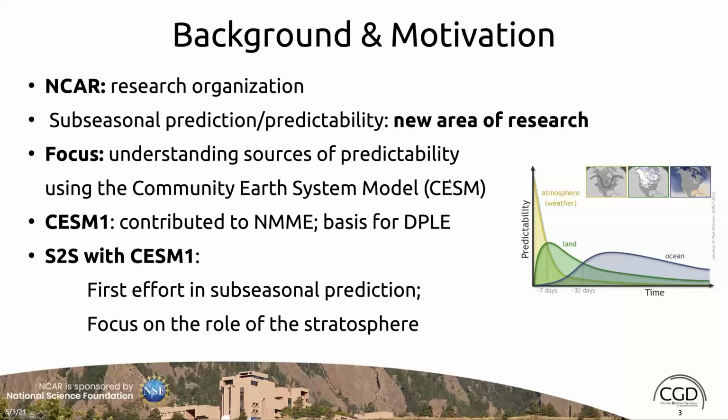Okay, so a little background and motivation. NCAR, the National Center for Atmospheric Research, as the name implies, is very much a research organization. So we do not do operational forecasting per se. Our focus is on research. And subseasonal prediction is a relatively new area of research, and we want to focus on understanding sources of predictability using the Community Earth System Model, CESM1.